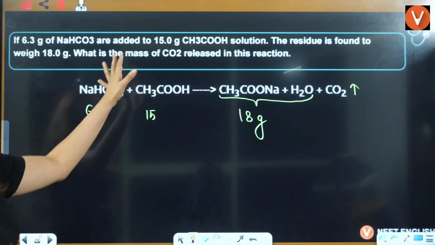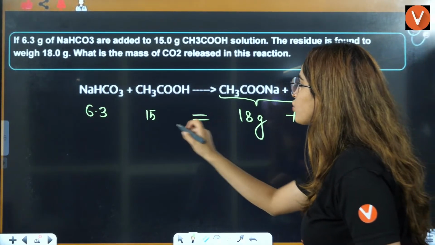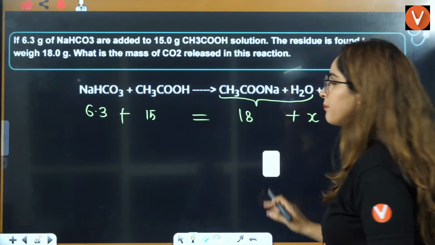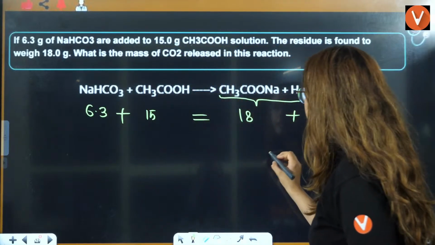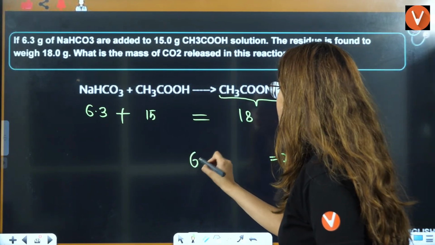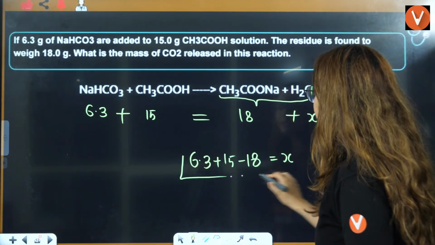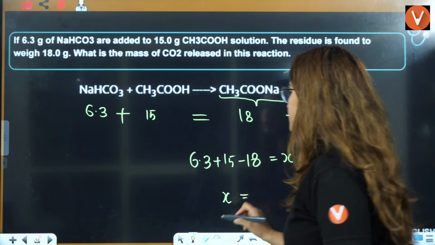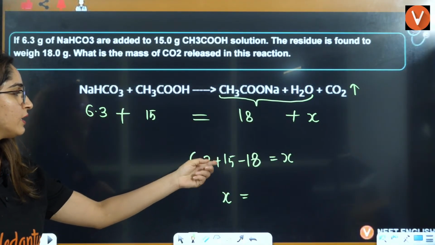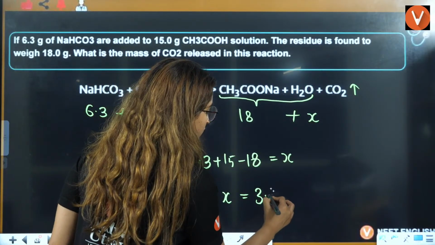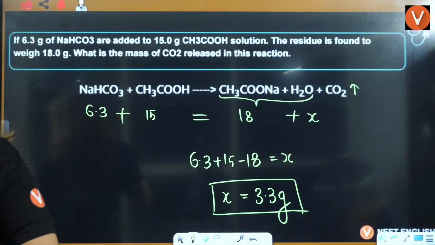Now they are asking you the mass of CO2 released. So mass of CO2, we can take it as X. We know that these two will be equal to each other. Why? Because of the law of conservation of mass. That is conserved here. So X is equal to 6.3 plus 15 minus 18. That is going to be the answer. Let's see who is going to tell me the answer here. 15, 16, 17, 18 minus 3, it is going to be 3.3 gram. Yes, everybody, 3.3 gram.